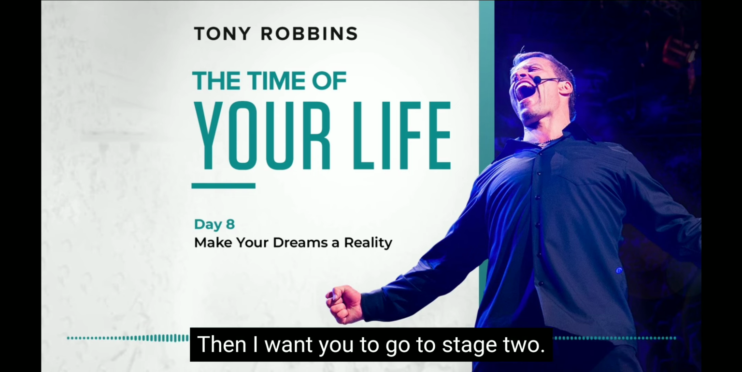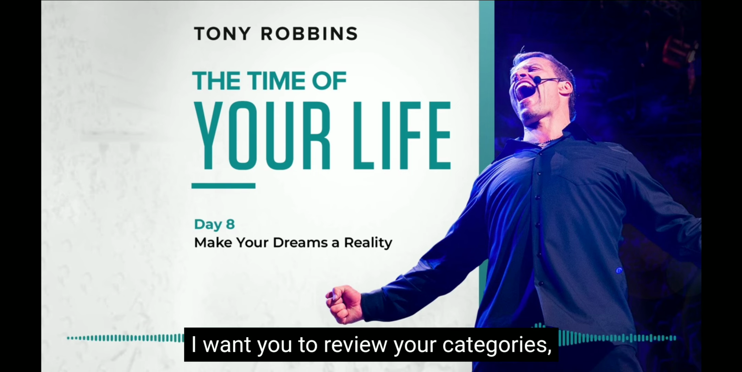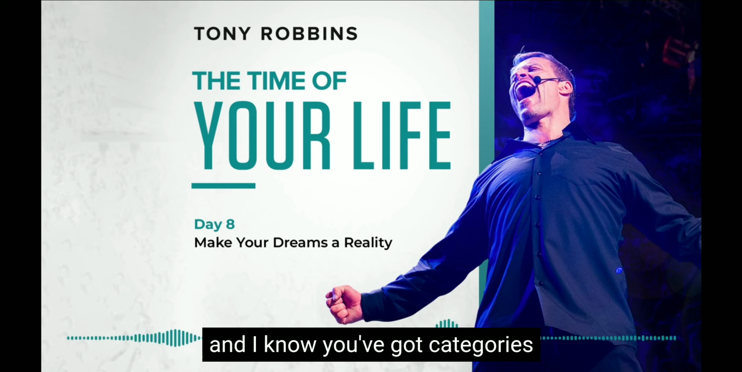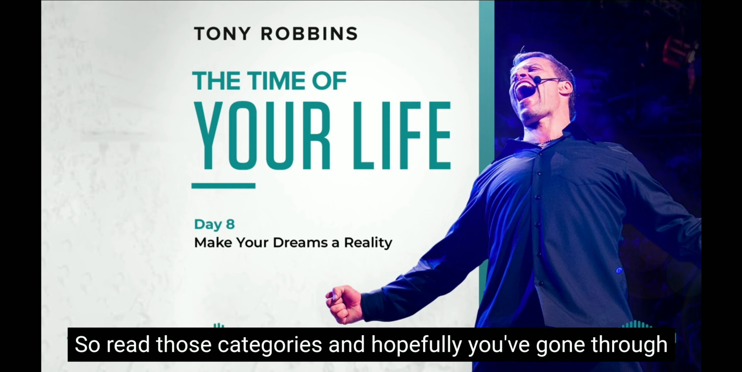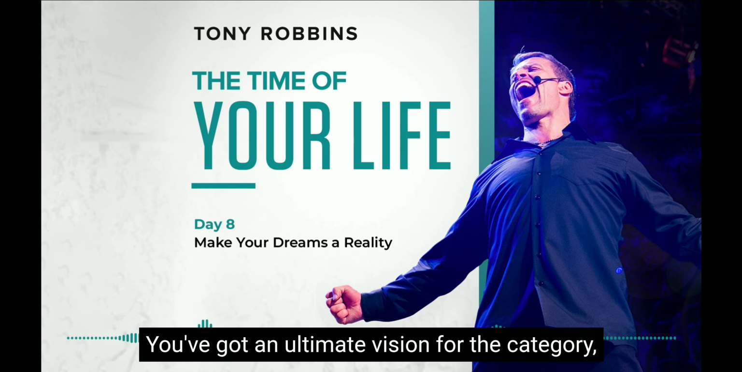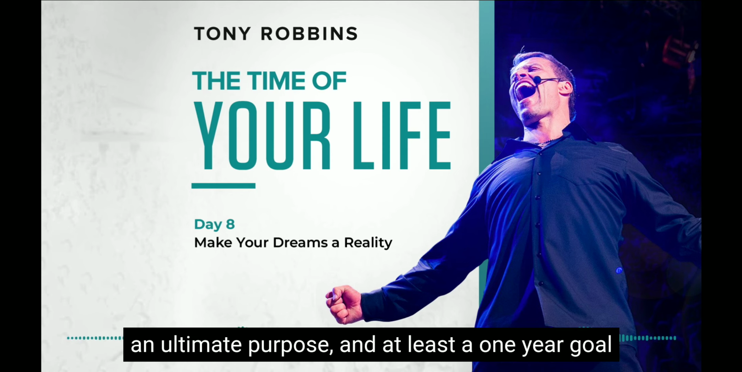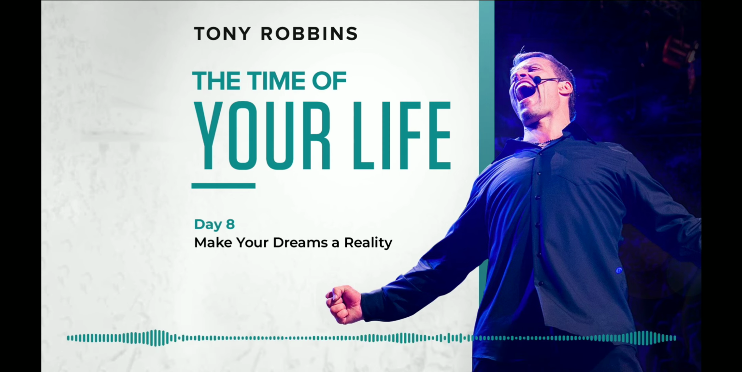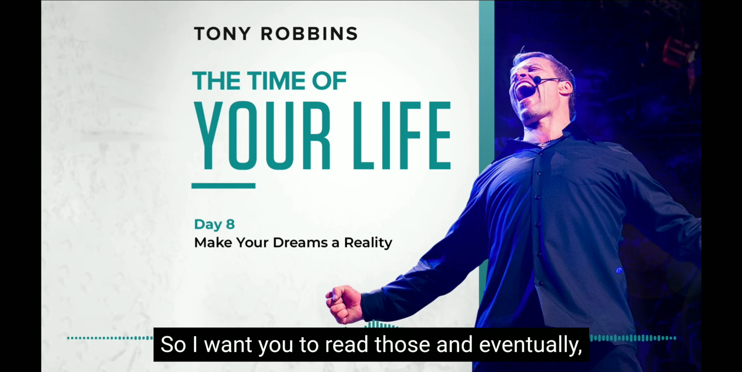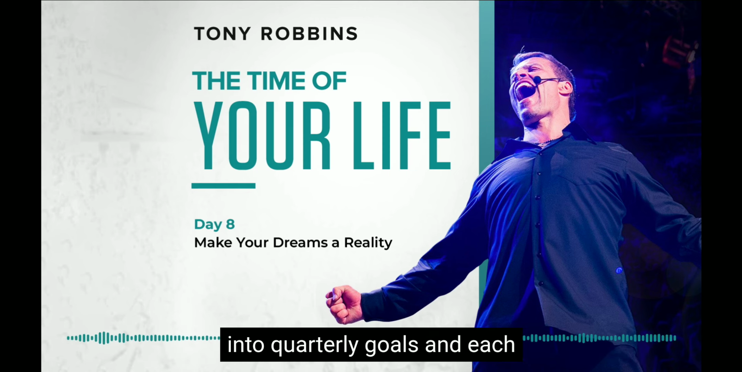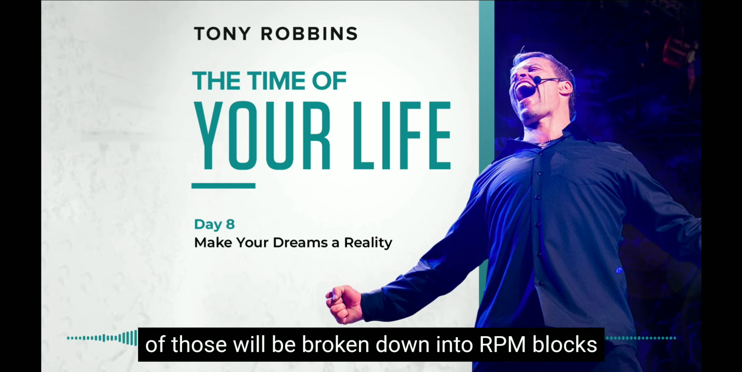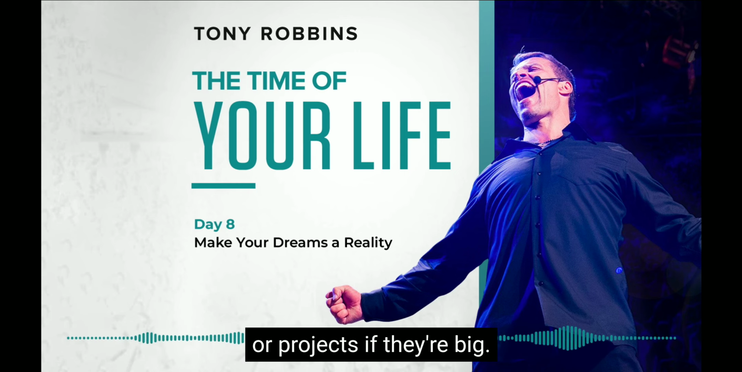Then I want you to go to stage 2. I want you to review your categories. Now, I know you've got categories for your personal and professional life. So read those categories, and hopefully you've gone through and at least done 3 things there. You've got an ultimate vision for the category, an ultimate purpose, and at least a 1-year goal, and hopefully a couple 1-year goals. So I want you to read those. And eventually, if you don't have it, you got to turn those 1-year goals into quarterly goals, and each of those will be broken down into RPM blocks or projects if they're big.